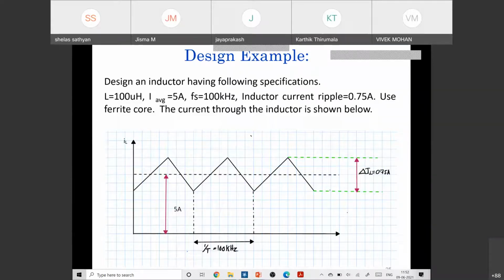This inductor has a current ripple of 0.75 ampere, delta IL, that is the peak to peak value of 0.75 ampere. The average value of the inductor current is 5 ampere. So the inductance is 100 microhenry, the average current is 5 ampere, the switching frequency is 100 kilohertz, and the current ripple is 0.75 ampere. Use a Ferrite core and find the proper inductance.